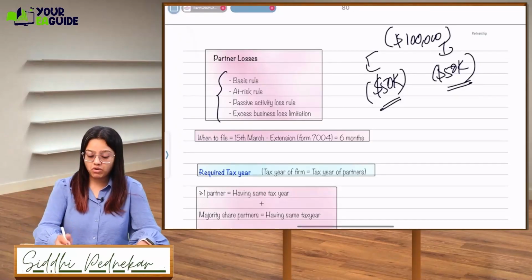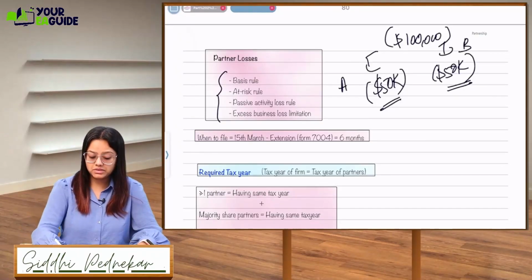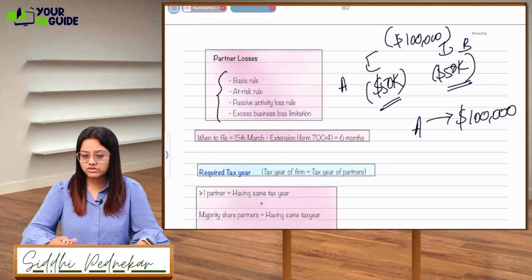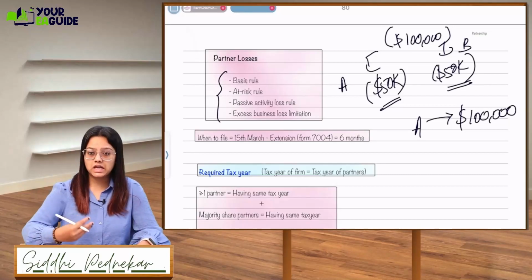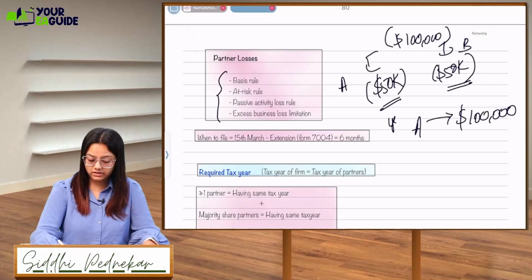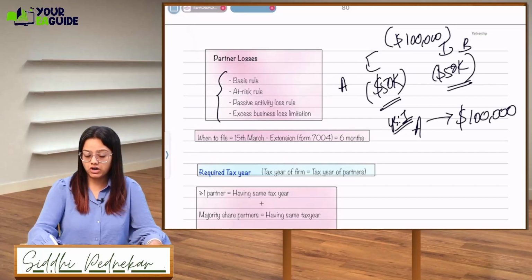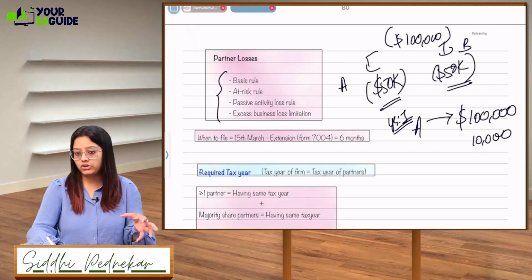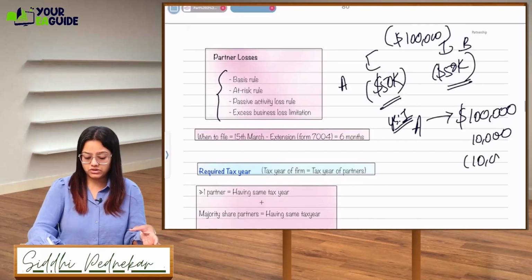The basis rule is simply this: let's say Mr. A and Mr. B are there. Mr. A invests $100,000 into the business, contributed into the partnership firm. Now, in year 1, the year of contribution, they earned a profit of just 10,000. In the same year he took distributions of $10,000. So can I say what his adjusted basis is at the end of the year? It is still 1 lakh.